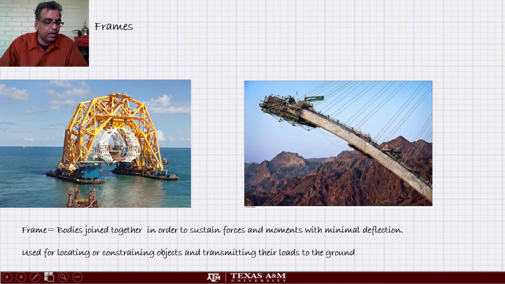So you don't want to build it out of rubber, even if rubber could take the load, because it will sink this whole thing. Okay, it's primarily used for locating or constraining objects. So the primary purpose of a frame is to locate other objects, to make sure that they are in their proper place. And as a result of this locating constraining effect, there will be constraint loads, and the purpose of a frame is to transmit these constraint loads to the ground.